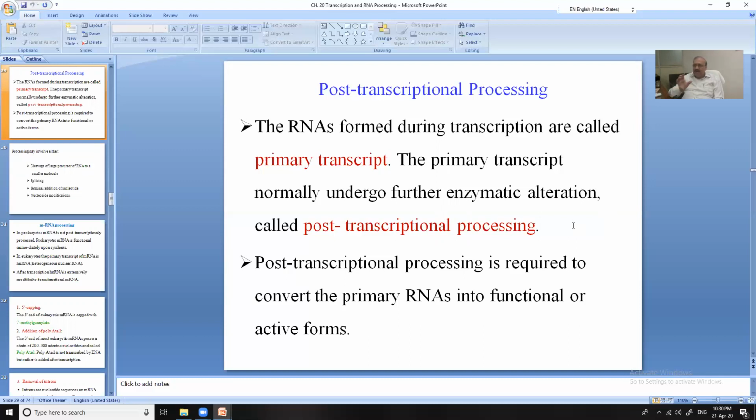Okay, so it is a very primary molecule. It is known as the primary transcript. It is biosynthesized, and after post-transcriptional processing, it will be activated. Post-transcriptional processing is required to convert the primary RNAs into functional or active forms. So RNA is active after the post-transcriptional processing.